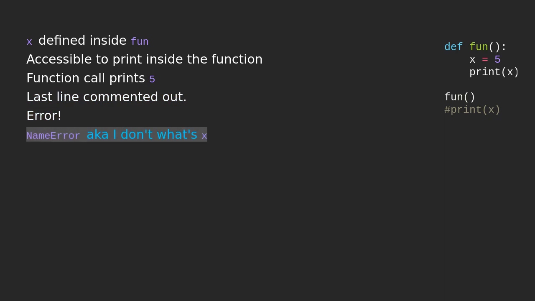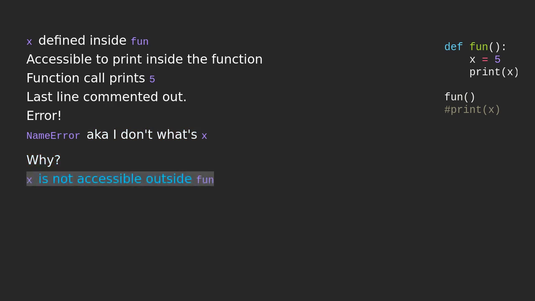Specifically, we get a NameError. Basically, Python is saying, I don't know what x you are talking about. Why did this happen? Didn't I define x to be 5 inside fun? That is because x is not accessible outside of the function fun. That is to say, x is local to fun, or the scope of x is limited to fun.